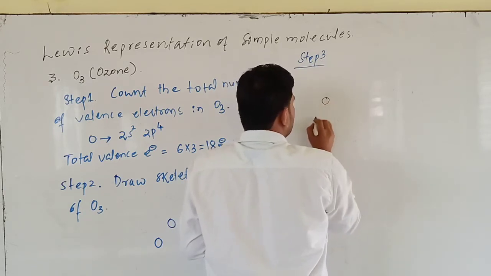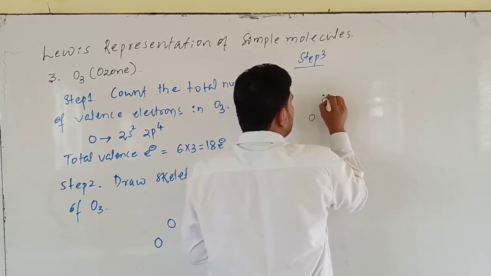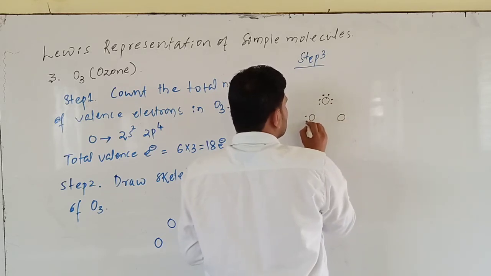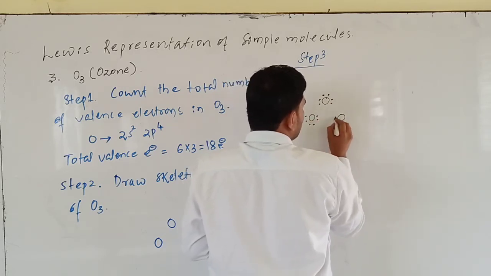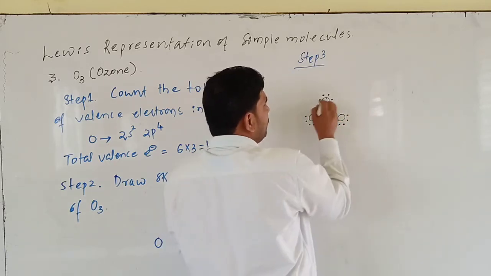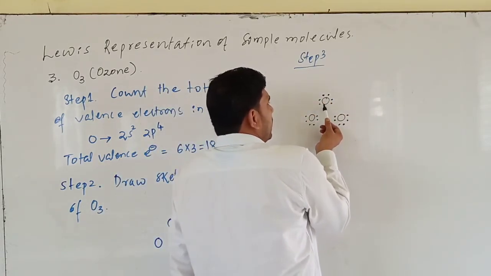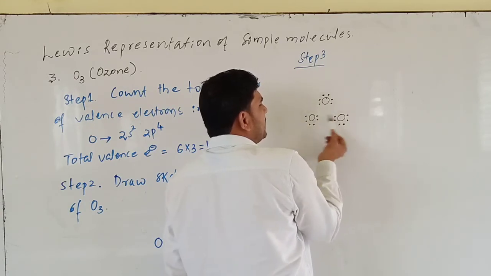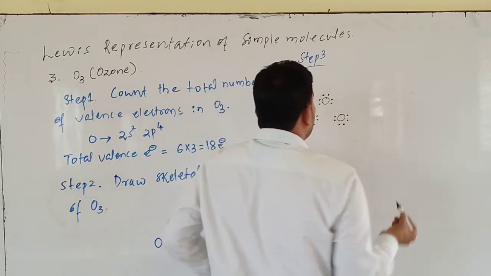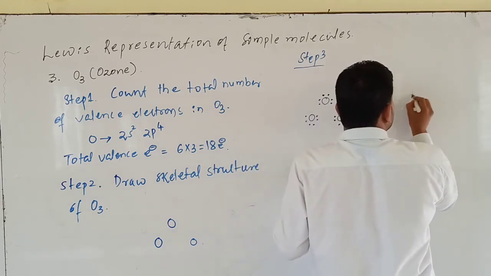Already you know that. Over here, 3 oxygen atoms. Each oxygen atom contains how many electrons? 6 electrons. Now you first try to draw a single bond between the middle oxygen and the terminal oxygen atoms. These two are terminal. This is the middle oxygen atom. If you draw a single bond, what will happen? You see the structure.